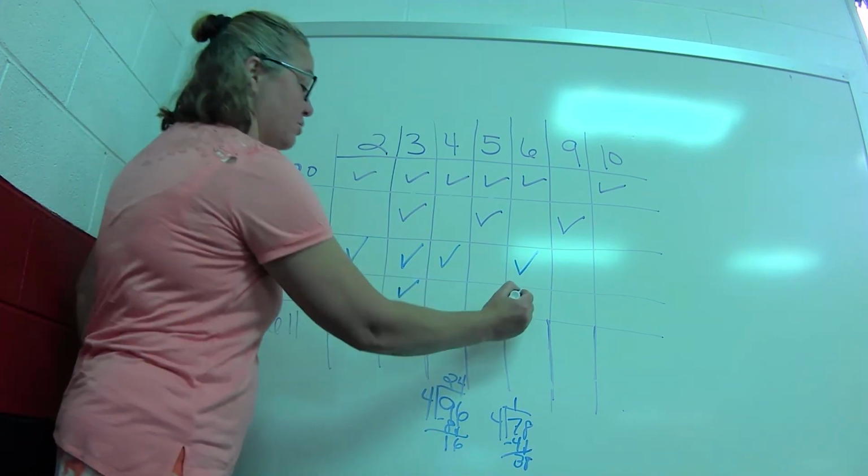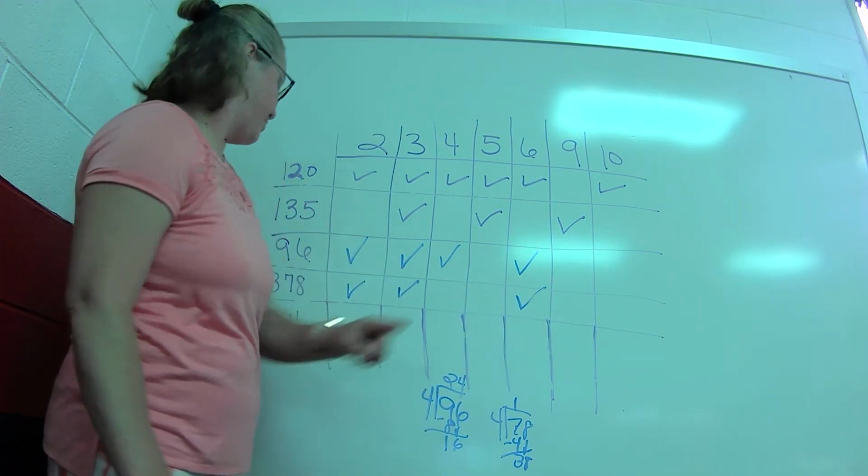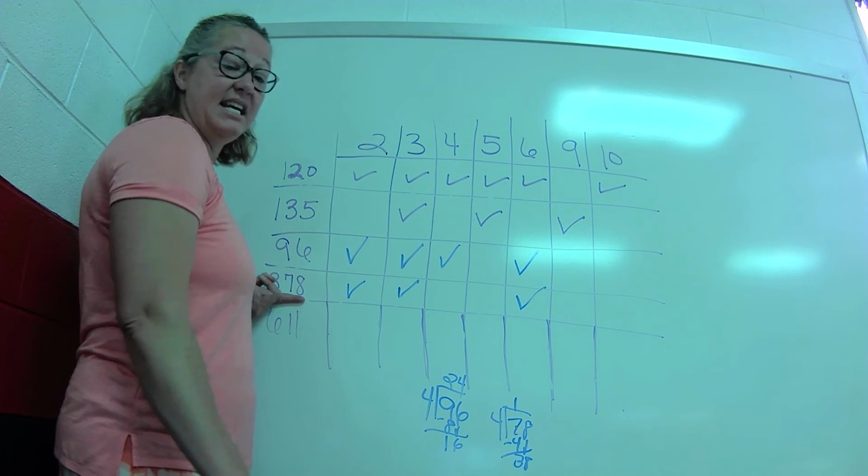However, 6 is a winner because it's divisible by 2 and 3. Now 9, if we added the digits again, we got 18. Well, 9 goes into 18, so 9 is a winner, and it doesn't end in a 0.